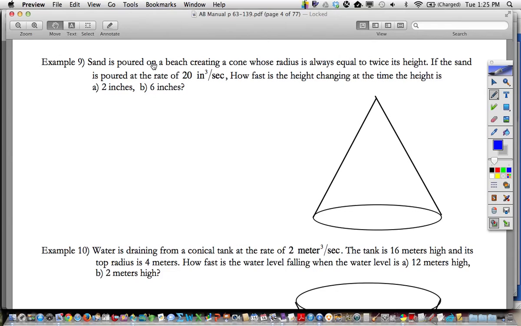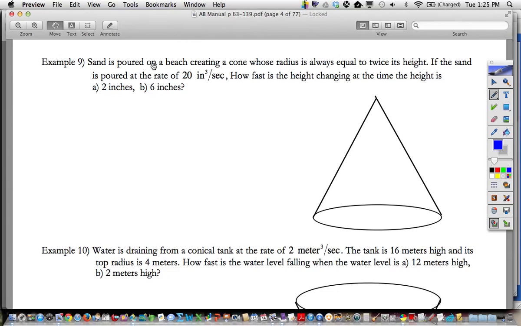You've probably driven by, we drive around Shelton and that little curve on the other side of Shelton, and there's a big elevator there, and there's always, seems like there's always corn on the ground there. And it's always in this conical pile, what they call a conical pile, a cone-shaped pile. Okay? So sand's being poured on a beach, creating a cone, okay?